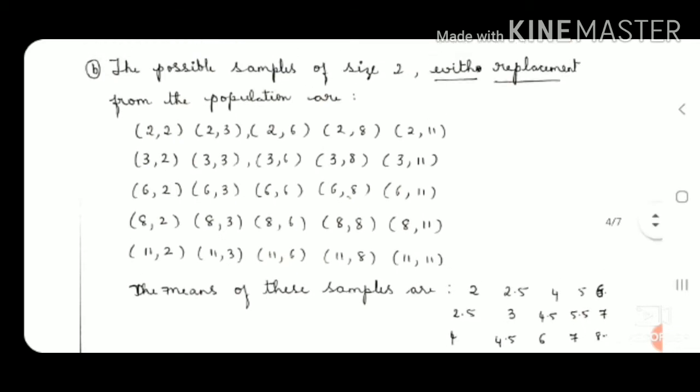Next 6, 2 and 6, 3 are already taken, 6, 6 cannot be taken, but 6, 8 and 6, 11 get included in the sample without replacement. Okay. 8, 2, 8, 3, 8, 6 and 8, 8 cannot be taken because they were previously taken. So 8, 11 gets included in the sample.